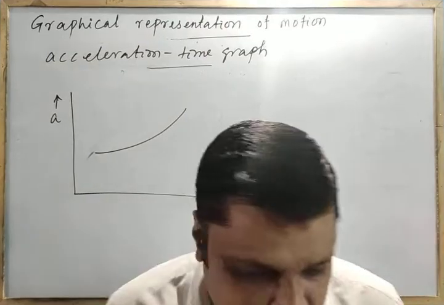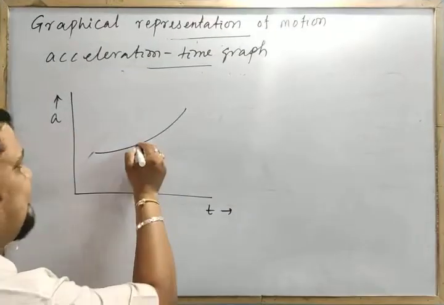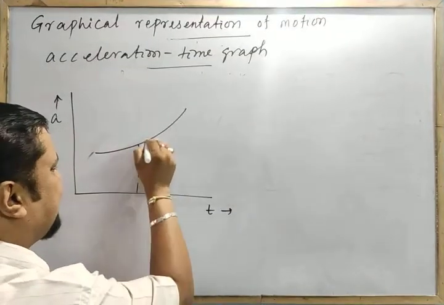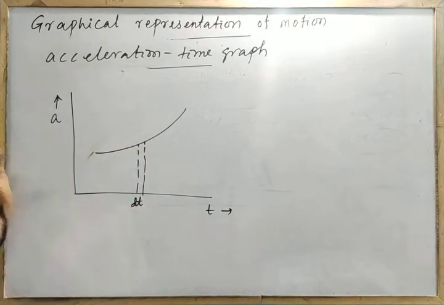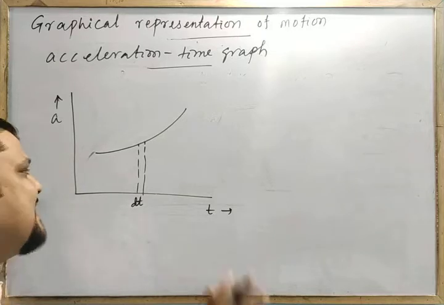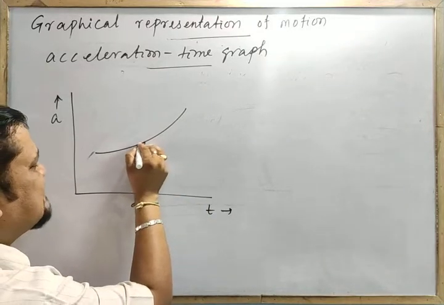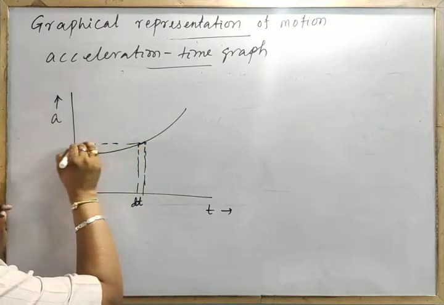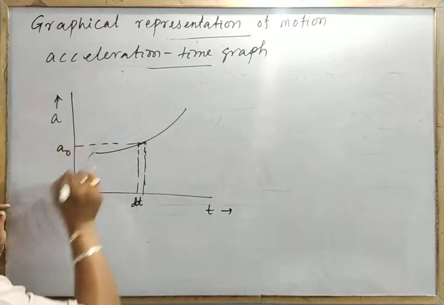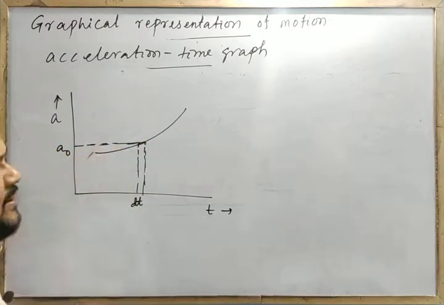In this case, what is the velocity of the particle in this interval of time, dt, a very small interval of time, dt? Suppose I ask you. It is almost a straight line, since this dt is very, very small. Suppose the acceleration is a naught. Let us consider this acceleration is a naught with a time interval dt.